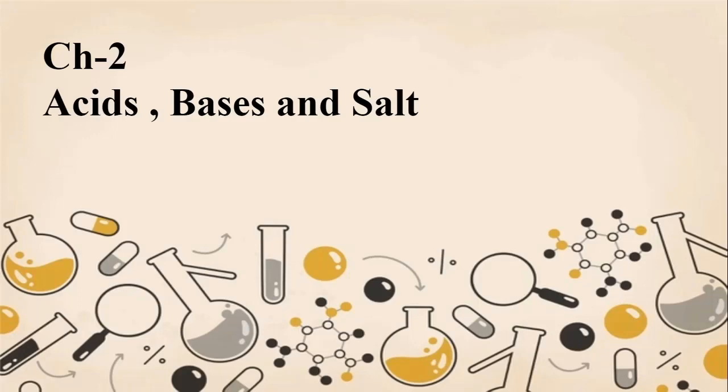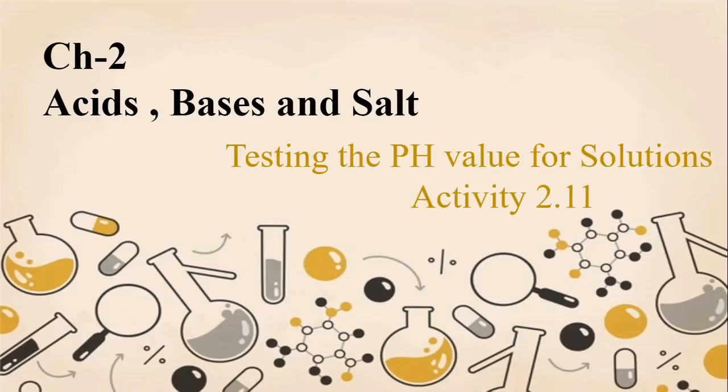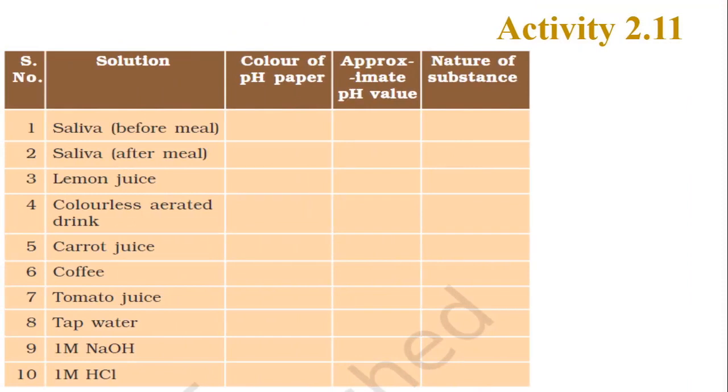Today, in this video, we are going to test the pH value for the solution. We have different types of solutions and we will test their pH and then we will decide whether they are acid or base with the help of activity 2.11. So let us start the activity. In this activity, we have a table. There are 10 solutions and we have to check their pH with the help of pH paper and then we will decide the nature of that substance.